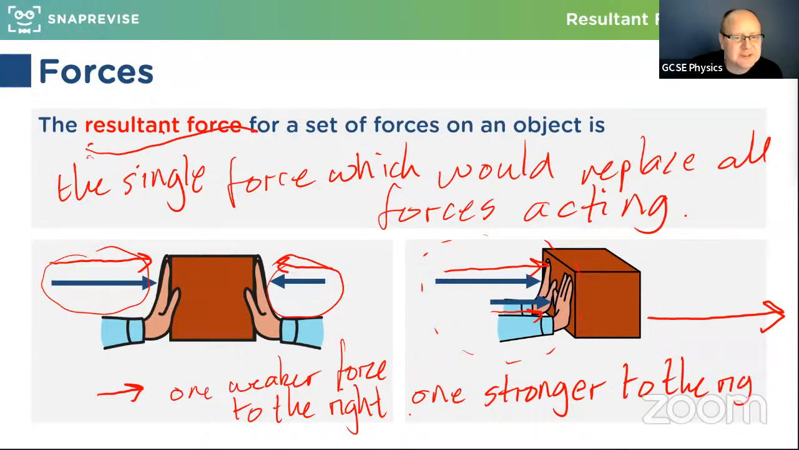So when these forces are all lined up in one direction, so that either they're both horizontal or they're both vertical, it's simply the case of subtracting one from the other to get your resultant magnitude, and the direction will be determined by whichever force is largest.